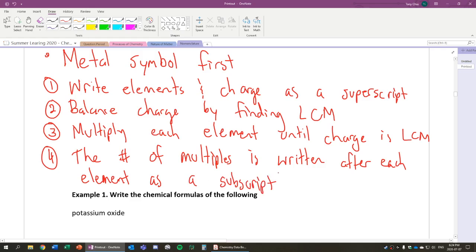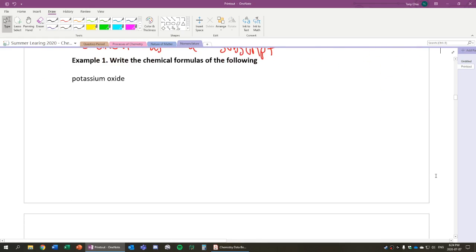So finally, your compound should be neutral. You don't have to write any subscript of 1, so if there's only one element, you can ignore the 1. So that's what we have here. So let's take a look at our first example, potassium oxide.